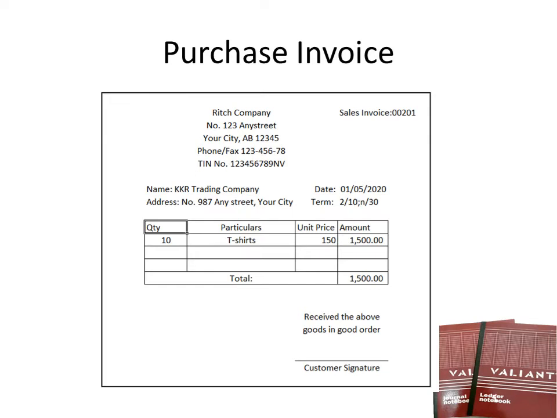Okay? So we have the invoice number. Then we have the name of our company, the one that we are the accountant for, KKR Trading Company. The date when we purchased, the address of our company, and then the quantity we bought, the particular item we bought, the unit price so that we would know how much it is for the pricing, and then the total amount. Then we also sign that the goods are received in good condition.